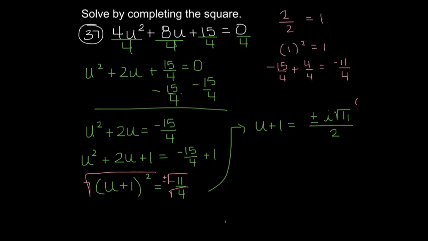I can subtract the 1 from both sides to get the u by itself, so I'm left with u equals. The negative 1 is the same as negative 2 over 2, so I can still rewrite my answer with a common denominator of 2. The plus or minus will go in the middle, so I'll start with that negative 2 in the numerator. I will have negative 2 plus or minus i square roots of 11.